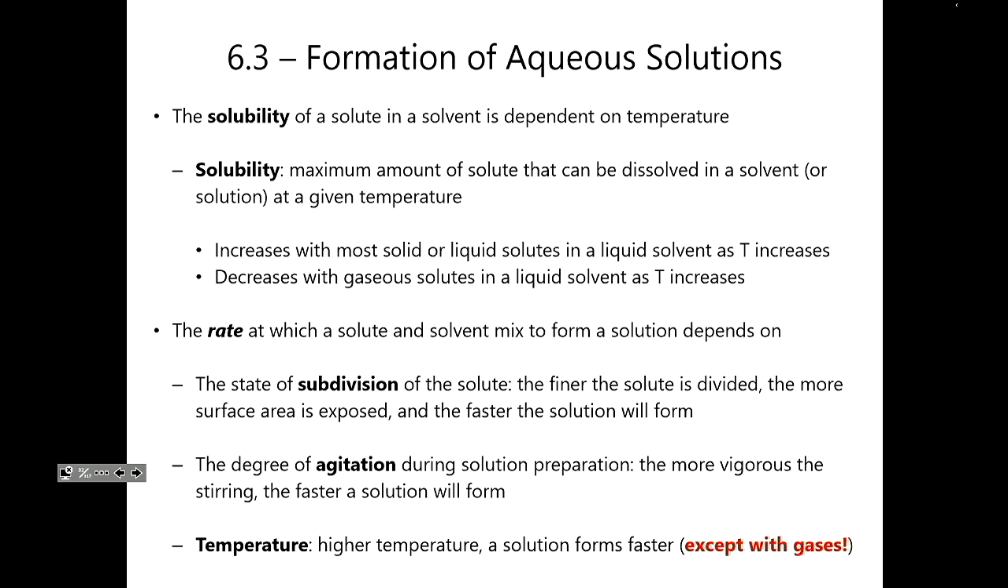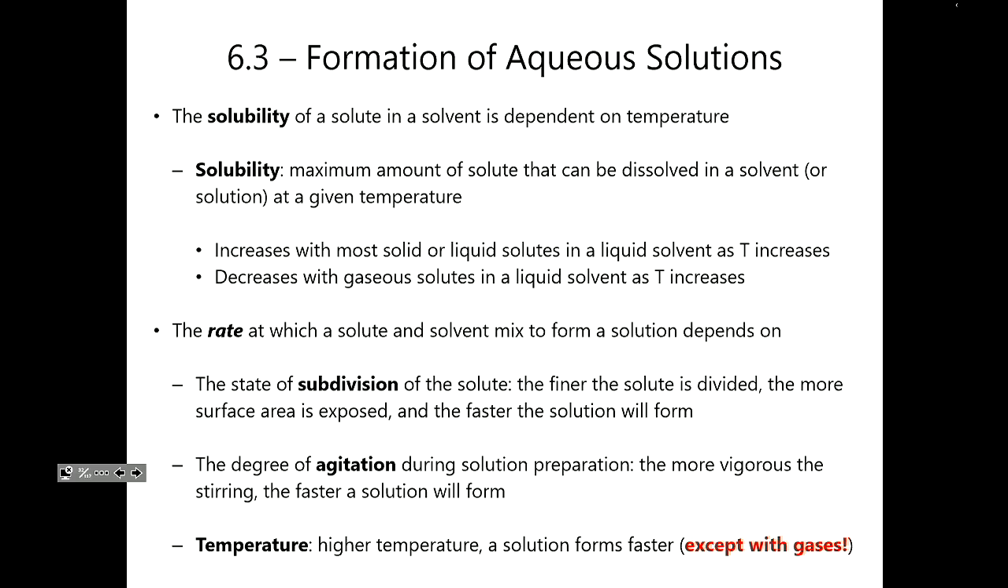So the rate, this is also completely logical and commonsensical, right? The rate at which a solute and solvent mix will depend on how subdivided the solute is. The more powdered it is, the more surface area is exposed, the faster it's going to dissolve, right? If you throw cubes of sugar into your coffee versus highly powdered sugar, the powdered sugar will dissolve faster, right? Because there's more surface area exposed. And also the degree of agitation, right?